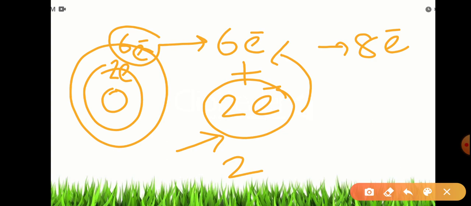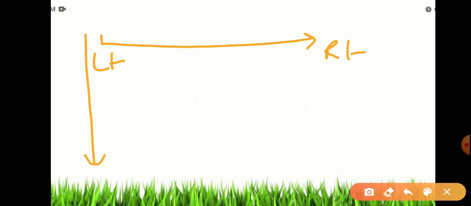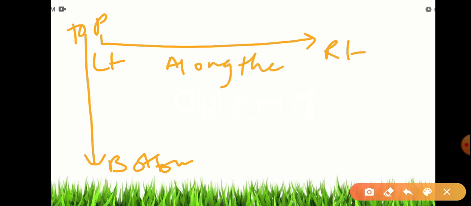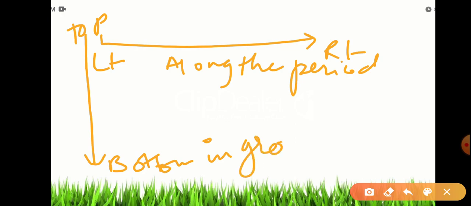So what is the case in our scenario? In the periodic table, if we see a trend from left to right, it is also called along the period, and from top to bottom in a group, it is also called this.